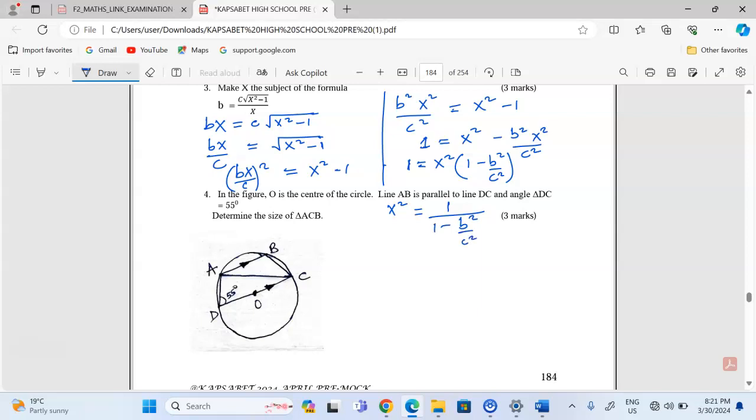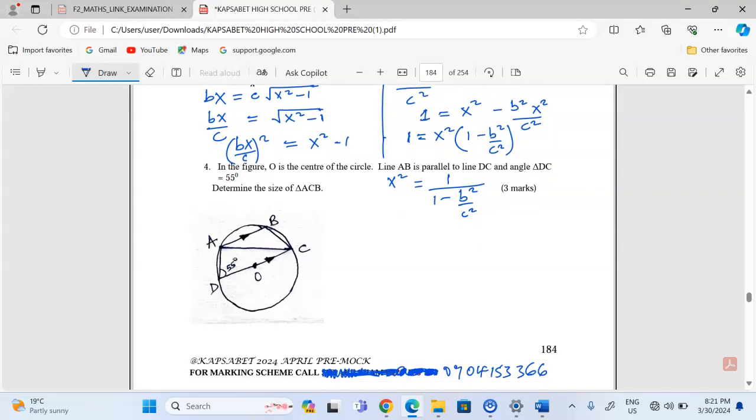Then now with this, we can remain with x by taking square root both sides. Square root of x squared is x, and the square root of the other side now will be plus or minus the square root of 1 out of 1 minus b squared out of c squared.